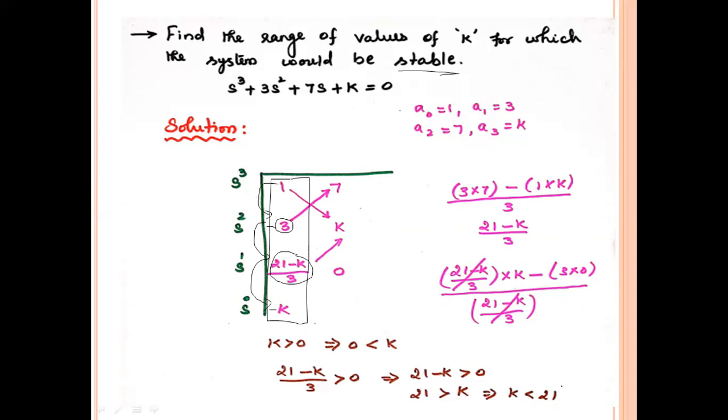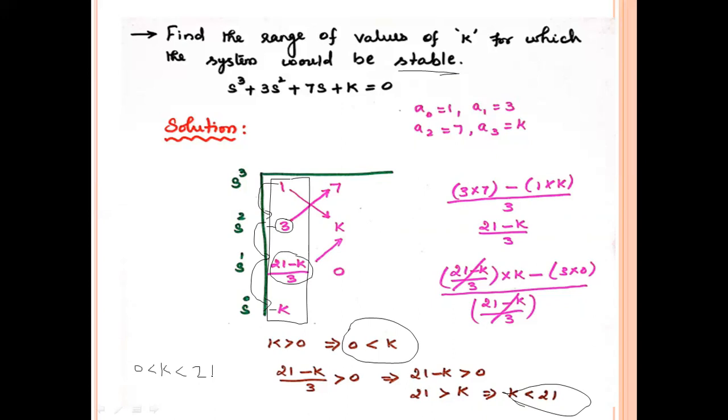So based on these 2 points, 0 is less than k, then k is less than 21. So from these 2, we can conclude 0 less than k less than 21. So this is the range of k value. Suppose your k value exceeds this limit, then automatically that system goes to an unstable system. So this is the conclusion.